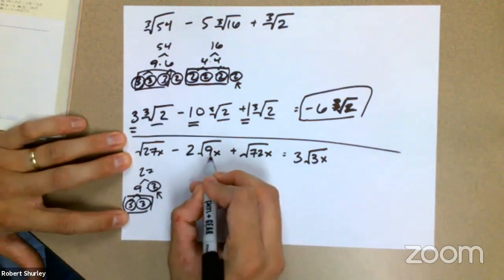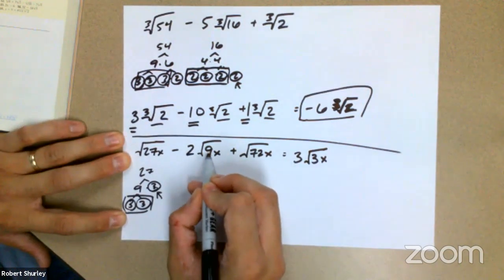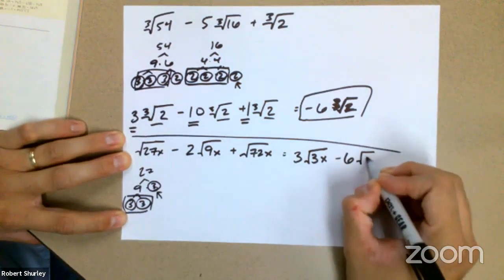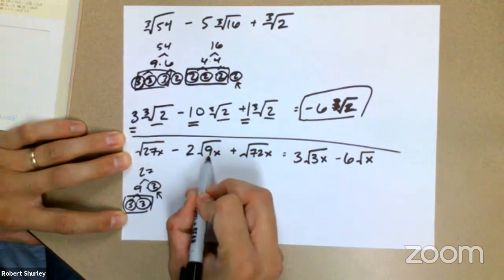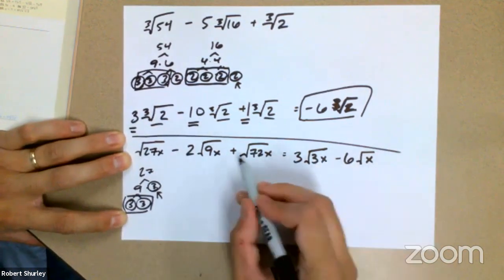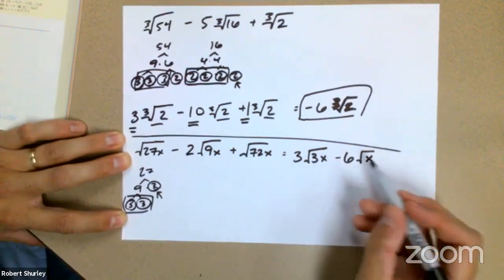So let's do 9. Well, 9 has a square root. It's 3. So the square root of 9 is 3. I've got to multiply it by the 2. Right? Square root of 9 is 3. 3 times 2, 6. Now it's negative. But then that x again. So look, these aren't like terms. We won't be able to add those together.